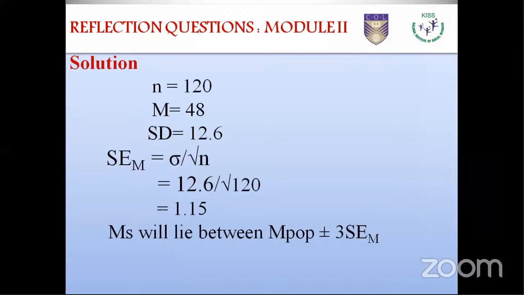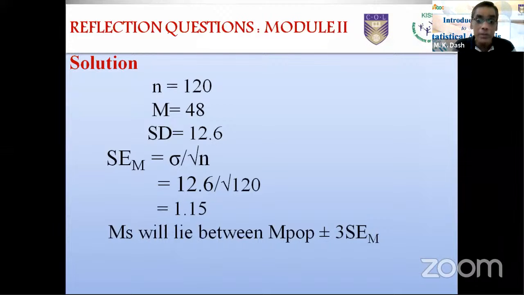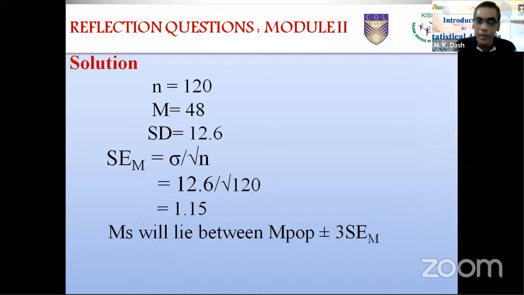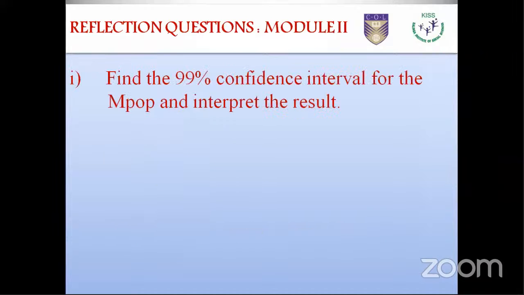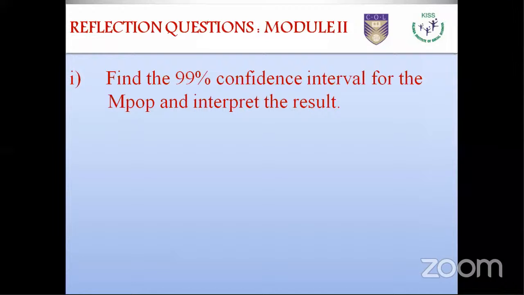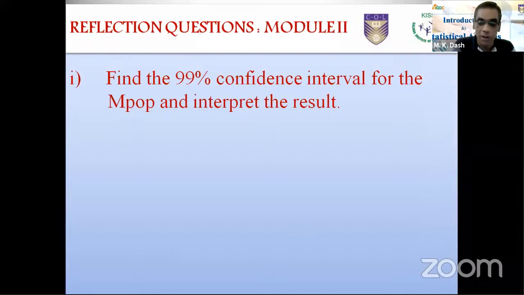now make an inference, make a prediction. What will be your population mean and what will be your sample mean? So sample mean will be between population mean plus minus 3 SEM. This is the standard area that is covered under the normal probability curve. Now the first thing is to find the 99% confidence level, that is 0.01 level, interval for the population mean and interpret the result.